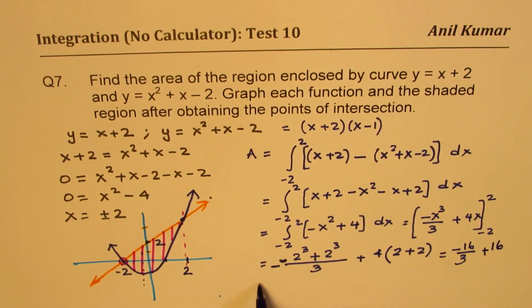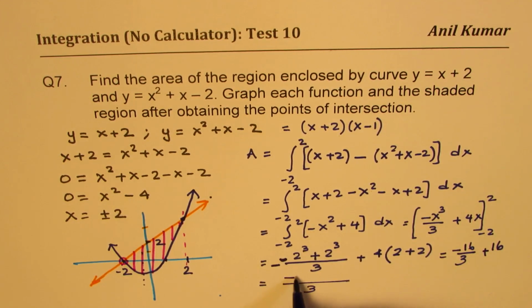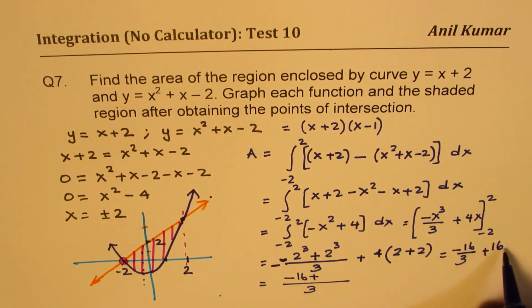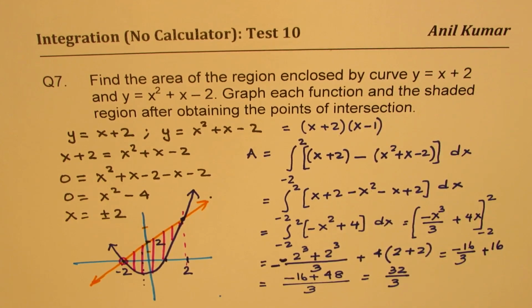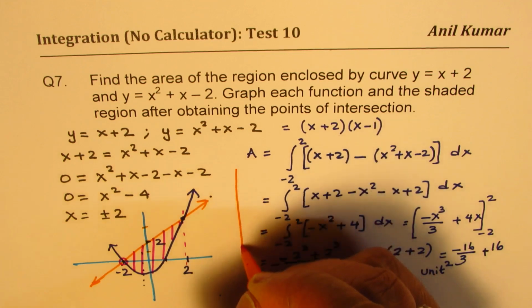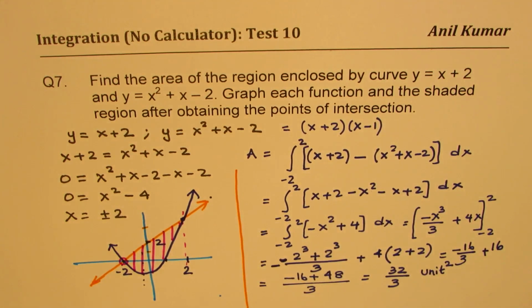So we get, with 3 as the common denominator, minus 16 plus 3 times 16, which is 48. And so we get 2 times 16, 32 over 3 as our answer, right? So 32 over 3 units squared we can write. Clear? So that is how we can actually find the area of the region between these two curves. Clear? So I hope the solution is okay.